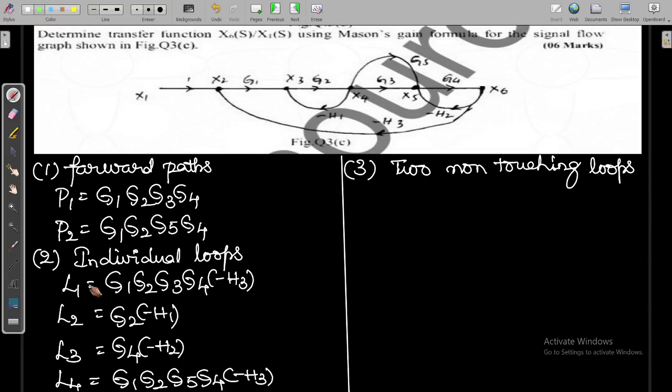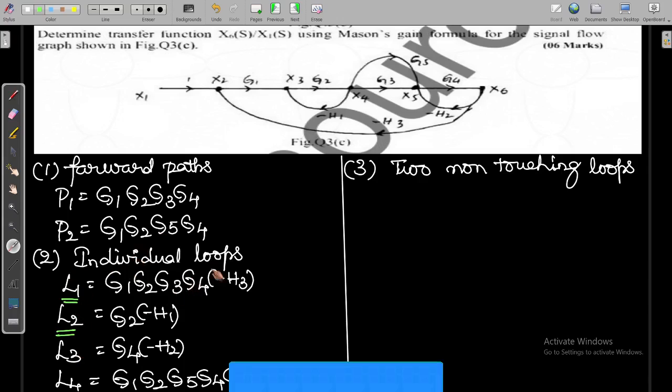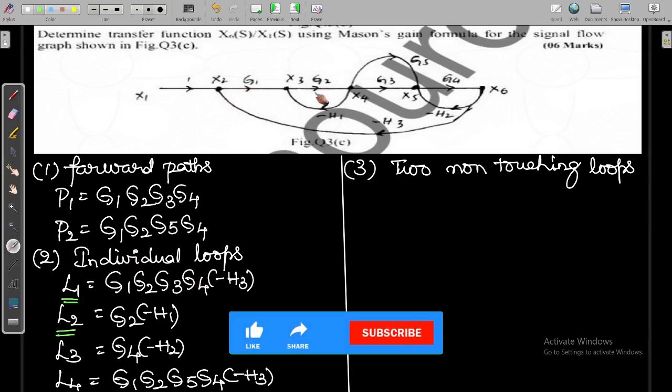So let us take L1 and L2. L1 and L2, they are having a common node. You can observe very easily, this is the L1 we have taken and L2 is this one, they are having a common node. So you can't take that as non-touching loops. Next you compare L1 with L3, they are also having a common node. Next L1 and L4 is also having the common node. So L1 is compared with all the things.